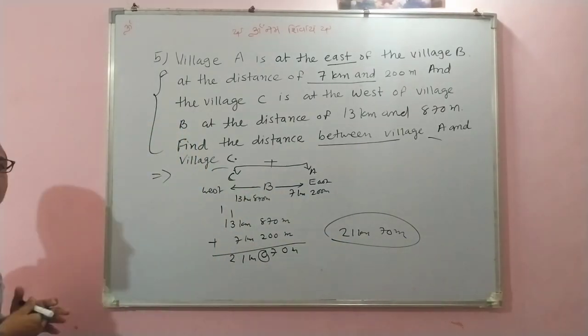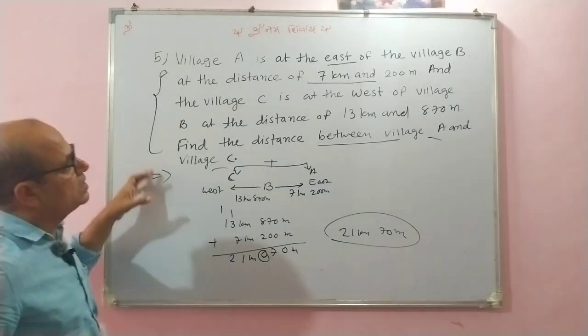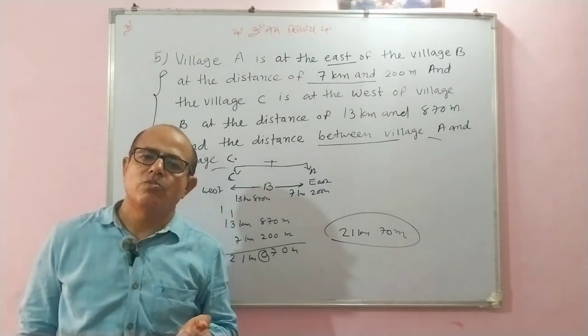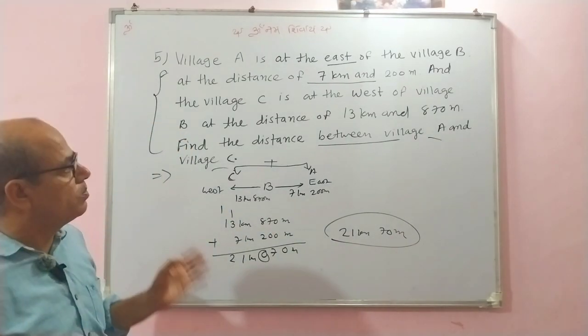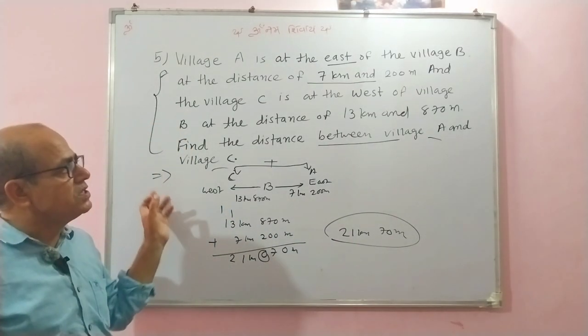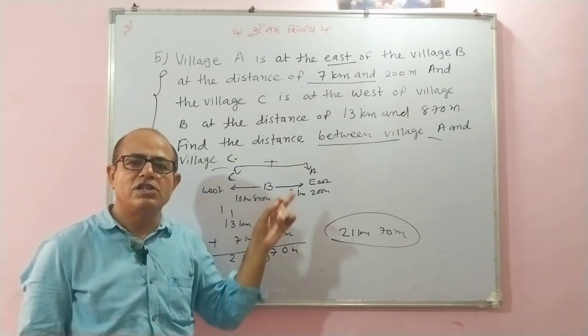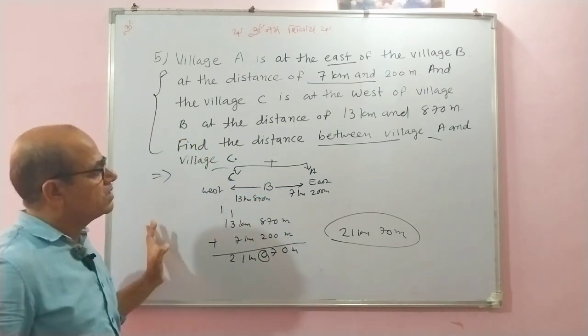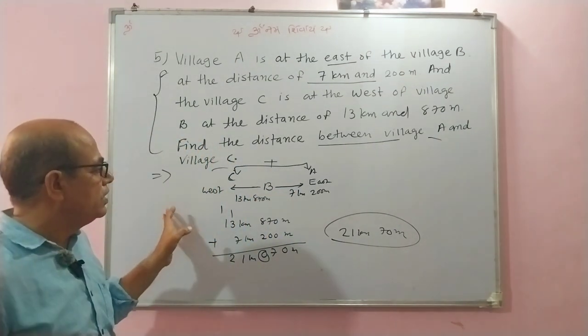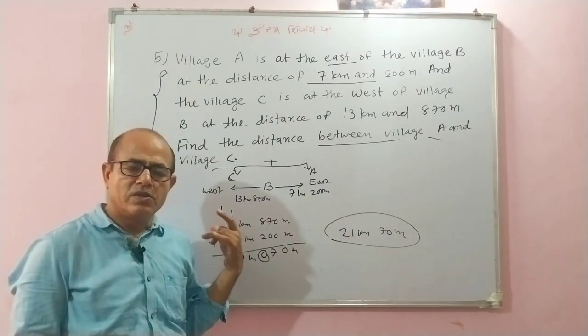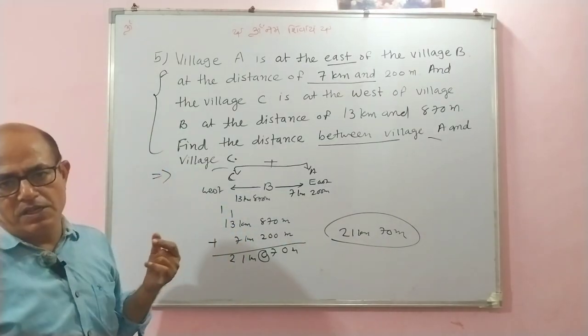This way you can simply get the answer. As I said, you have to read the question properly and understand it properly, and start the calculation as per the conditions given in the question. It makes the question very easy. If you need a drawing, you can draw, so that the calculation becomes very easy.